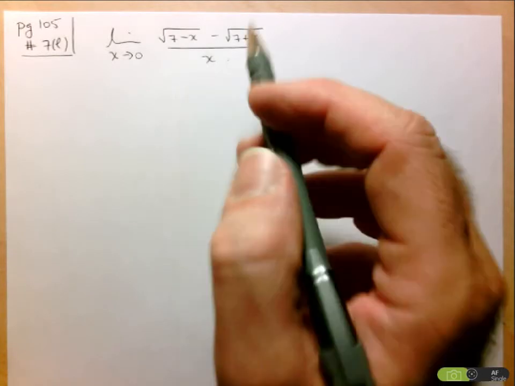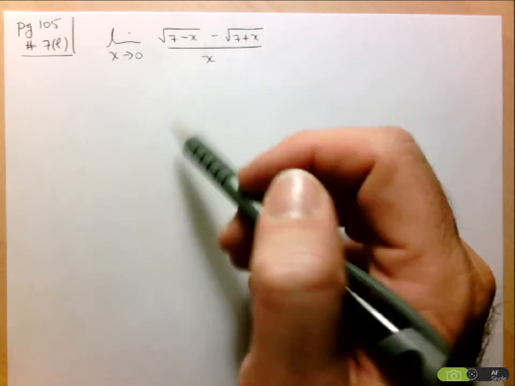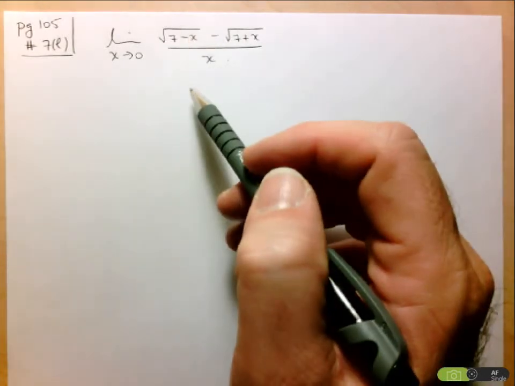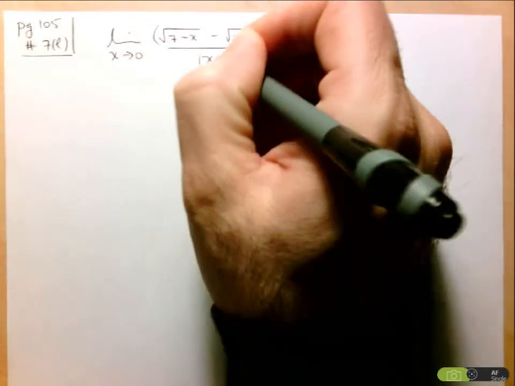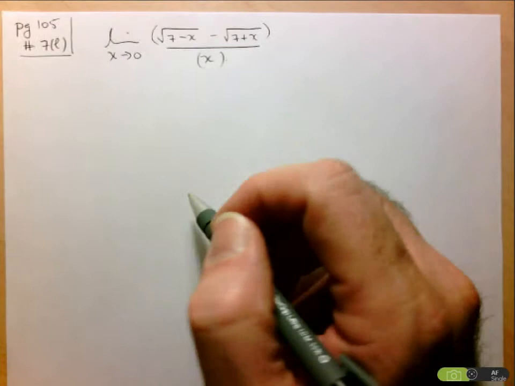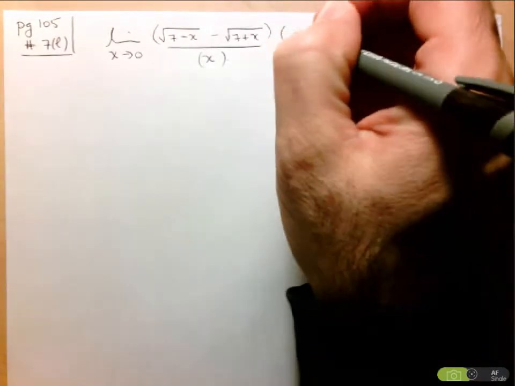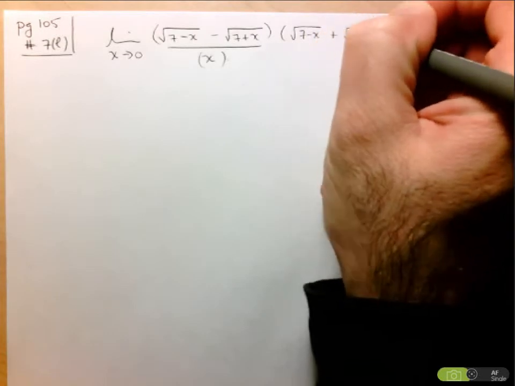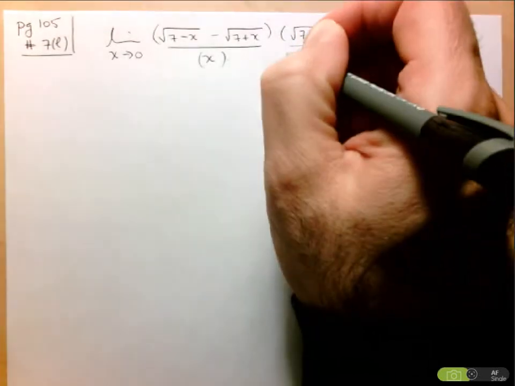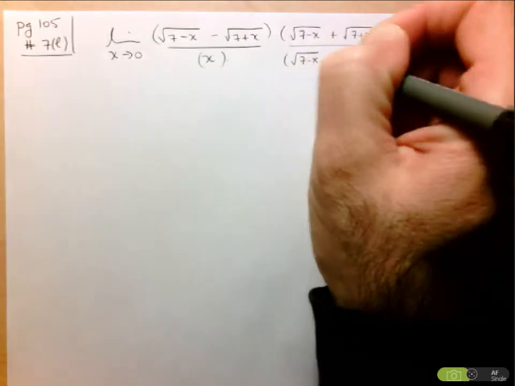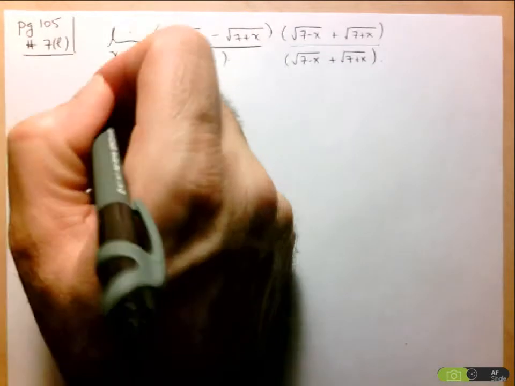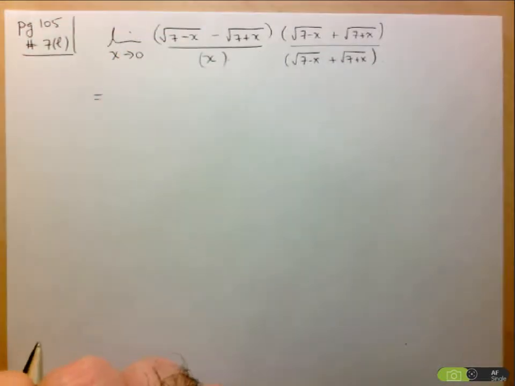Okay, so again, pretty straightforward here. As soon as I see these square roots, I know that in order to be able to operate in the numerator, I'm going to have to get rid of those square roots. So the way to do that is to multiply numerator and denominator by the conjugate of that expression. So I'm going to multiply by root 7 minus x plus root 7 plus x. Do that to the numerator and denominator. And now hopefully this will be enough to allow me to simplify the expression.